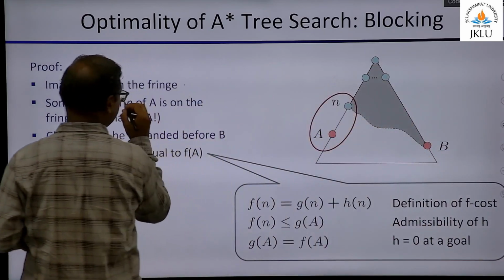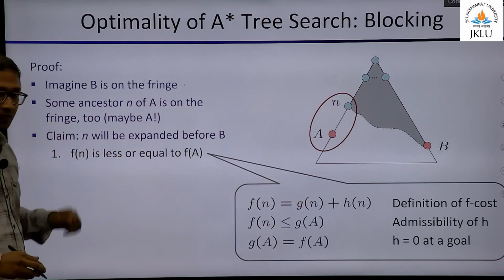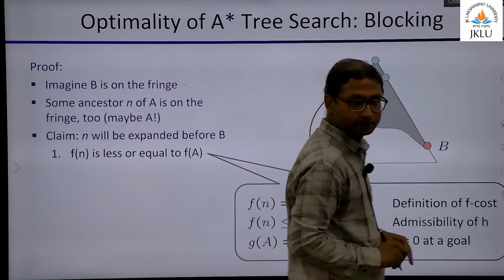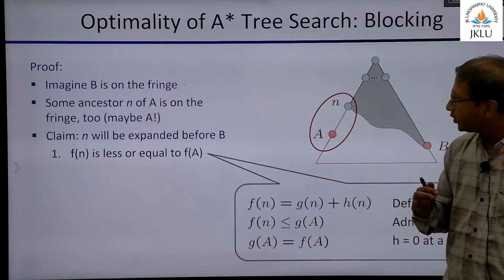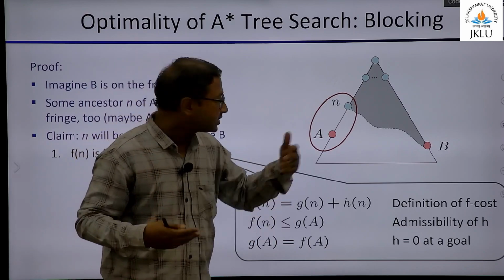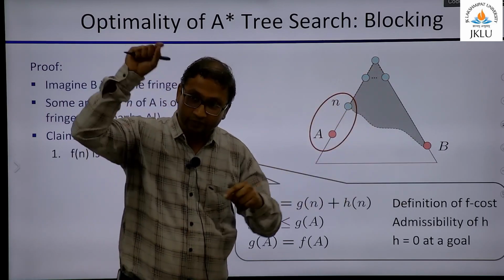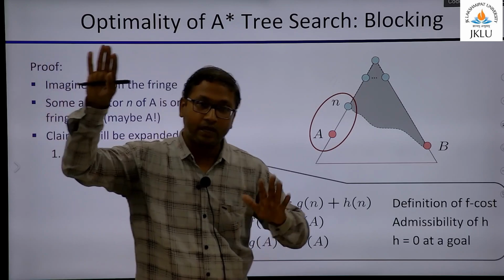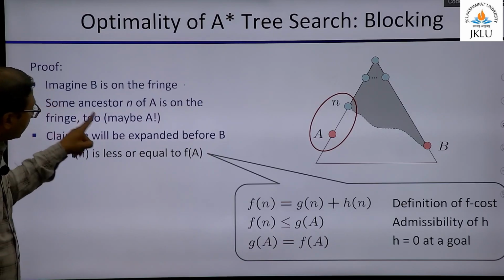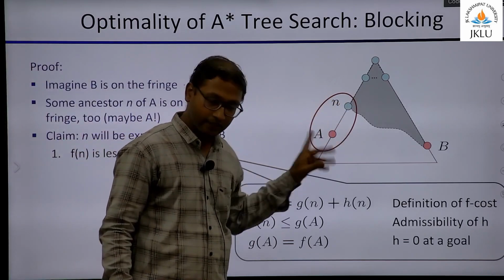So some ancestor N of A is on the fringe. So this guy and this guy are on the fringe. And what do we need to prove intuitively? That DQing will happen in such a manner that we will DQ A before B. B was in the fringe, it will remain there on the fringe unexplored. So the claim is N will be expanded before B, because N is an ancestor of A.